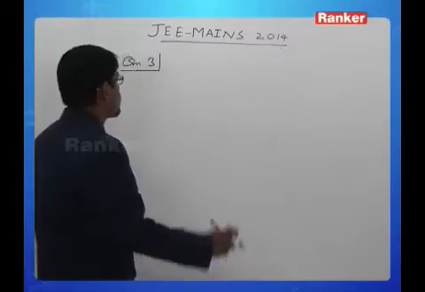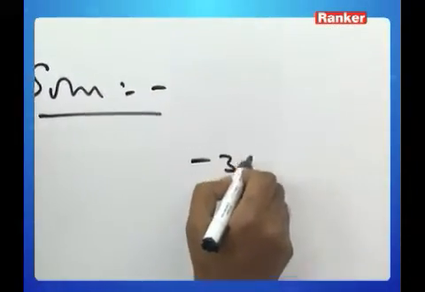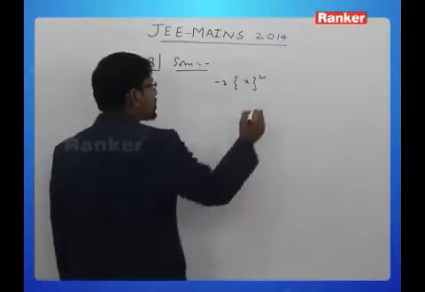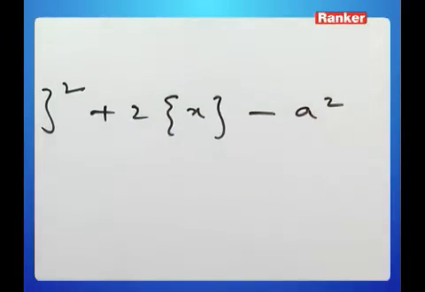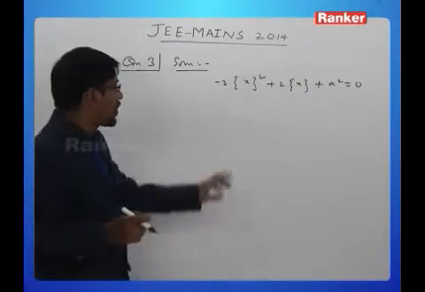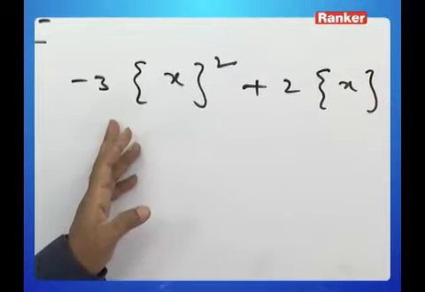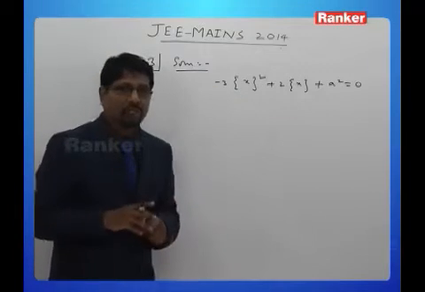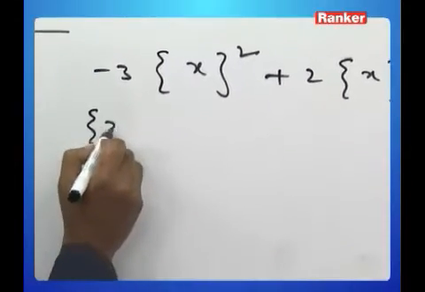Okay, so the solution goes like this. Minus 3 into x minus bracket of x, we can look at it as the fraction part of x, square of it, plus 2 into the fraction part of x minus a plus a square is equal to 0. And now this should not have an integer solution. So for what values of a does this not have an integral solution? Whenever x is an integer, the fraction part of x becomes 0, right? So here that means your fraction part of x should not be 0.